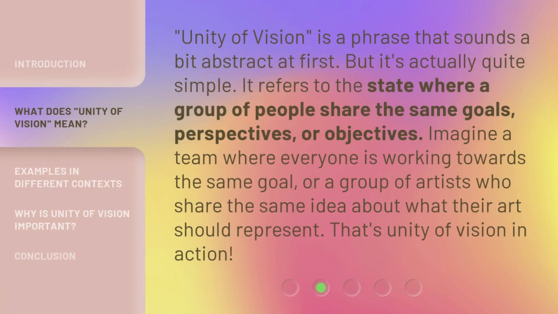Unity of vision is a phrase that sounds a bit abstract at first. But it's actually quite simple. It refers to the state where a group of people share the same goals, perspectives, or objectives. Imagine a team where everyone is working towards the same goal, or a group of artists who share the same idea about what their art should represent. That's unity of vision in action.